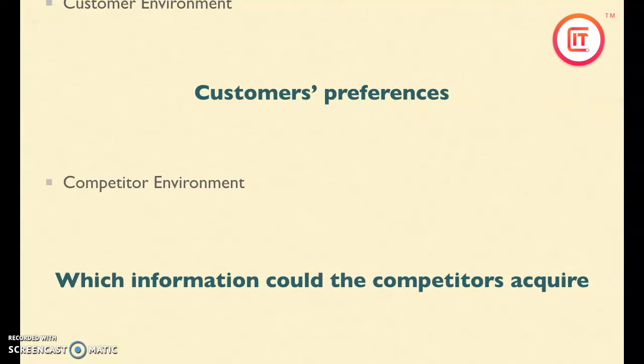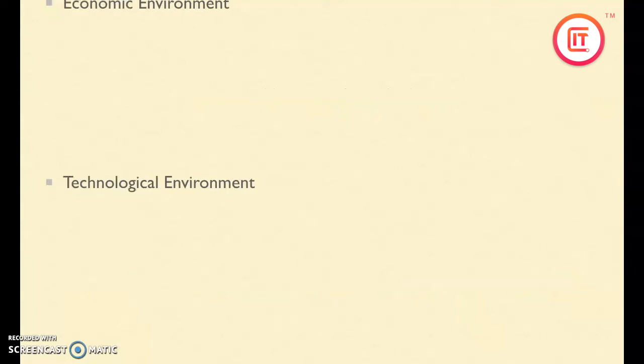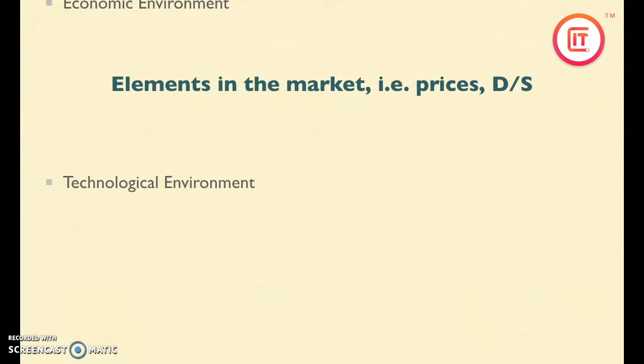The competitor environment is mostly about how much information competitors could acquire. These are not necessarily in the same industry, but any kind of competitors that might produce similar products or provide similar services that overlap with your own company. You have to be aware of how much and what kind of information your competitors could acquire about yourself and also other competitors.